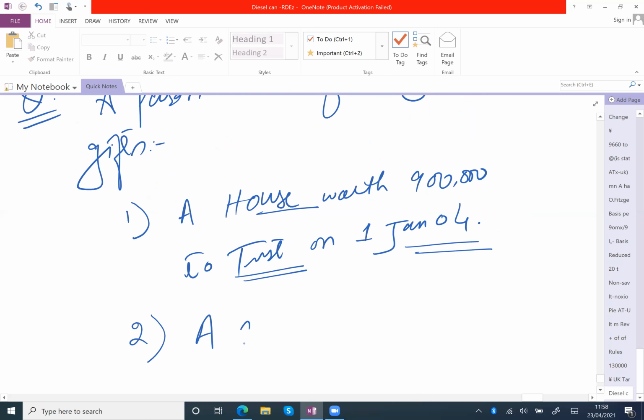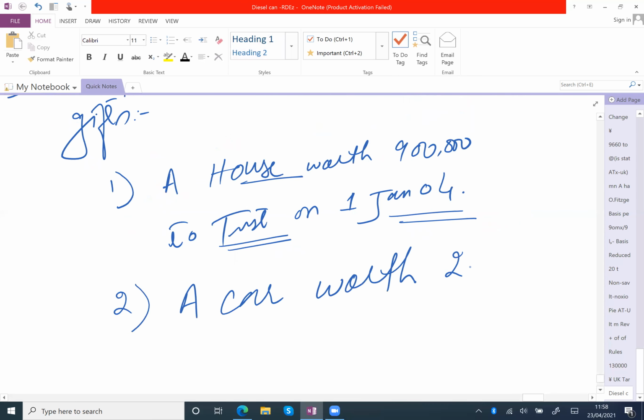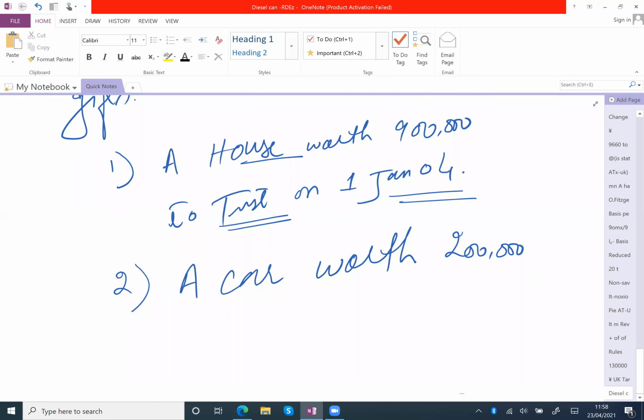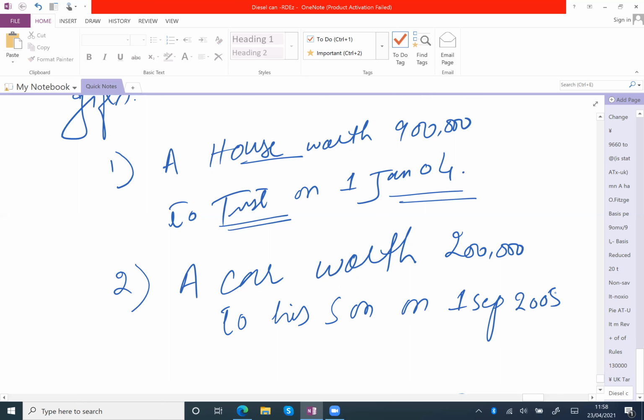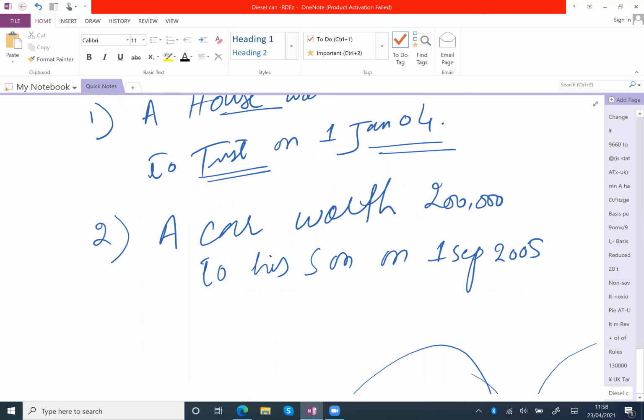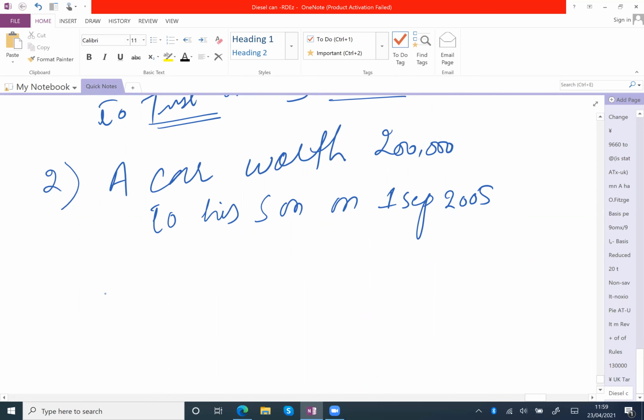Next, a car worth 200,000 to his son on 1st September 2005. Next paragraph, son means you are gifting a car to your son. So this is PET. Son is an individual, so when you give to an individual it is PET.